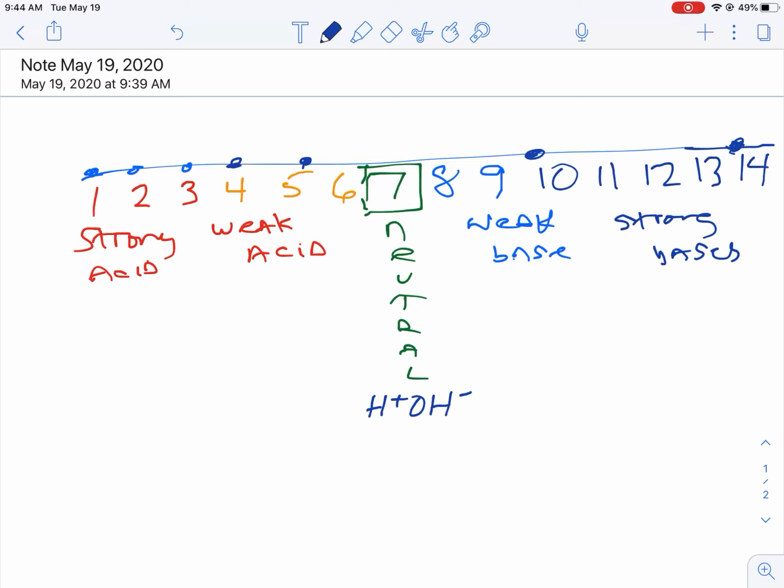So what are we looking at with this pH scale, and what exactly does it represent? Well, the pH scale represents the actual concentration of the H plus ion. You'll notice that in pH there is an H in there. We don't call it the pOH scale, although there is one out there.